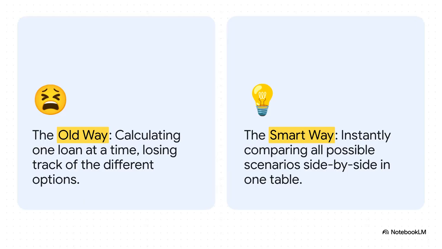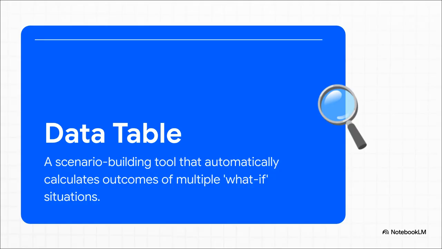You know the old way to do this, right? It's a total nightmare. You'd be calculating each loan payment one at a time, trying to keep all the numbers straight in your head or on a messy spreadsheet. But what if you could see all the possibilities all at once, laid out perfectly, side by side? Well, you can. The tool for that is called a data table.